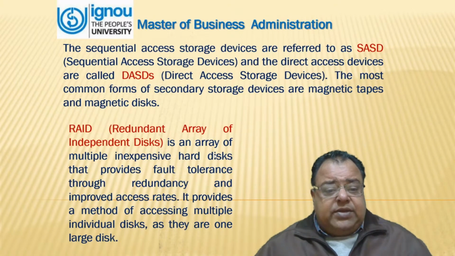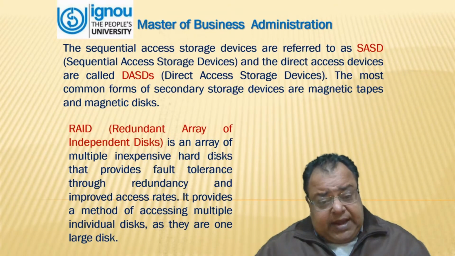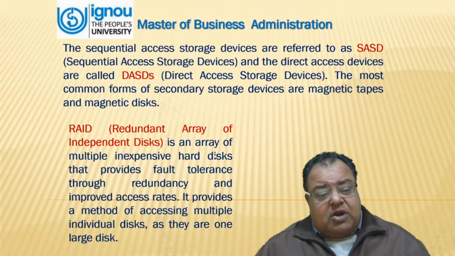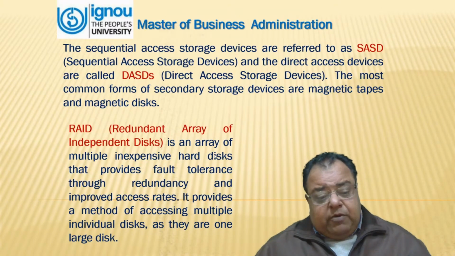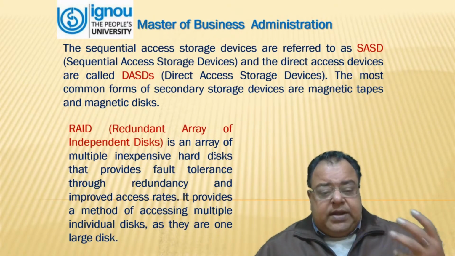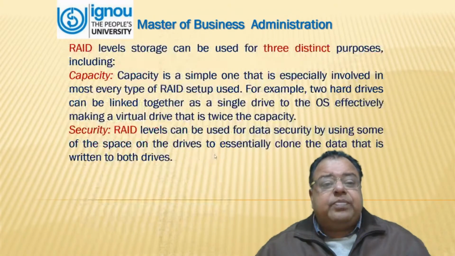Next is RAID, that is redundant array of independent disks, an array of multiple inexpensive hard disks that provides fault tolerance through redundancy and improved access rates. It provides a method of accessing multiple individual disks as if they are one large disk.